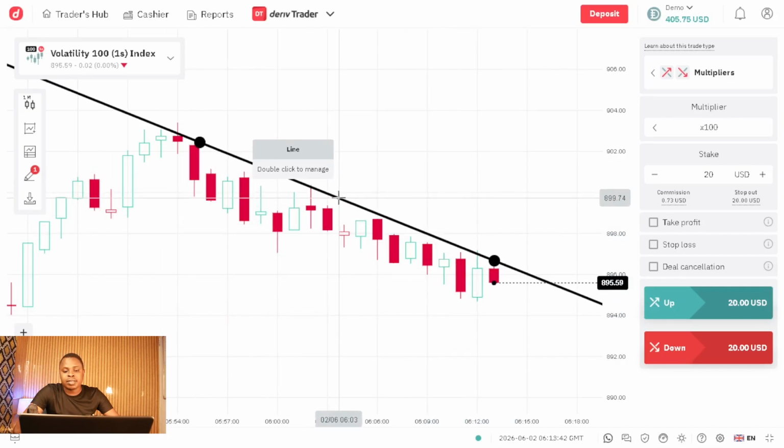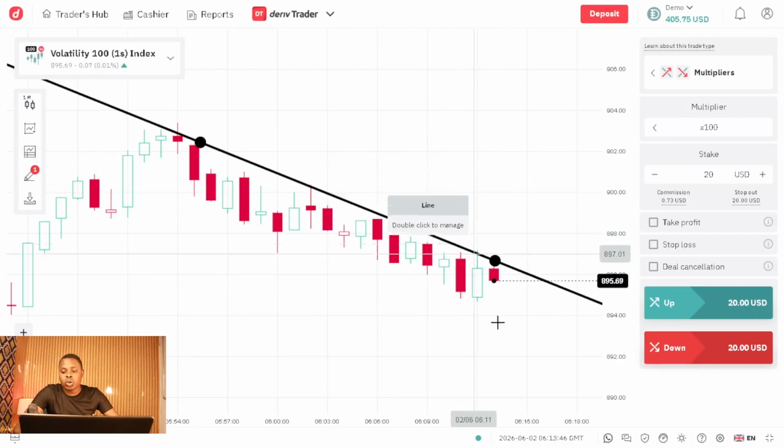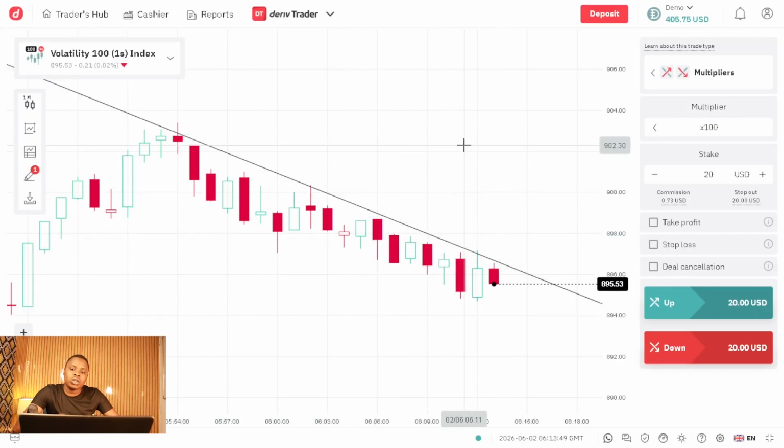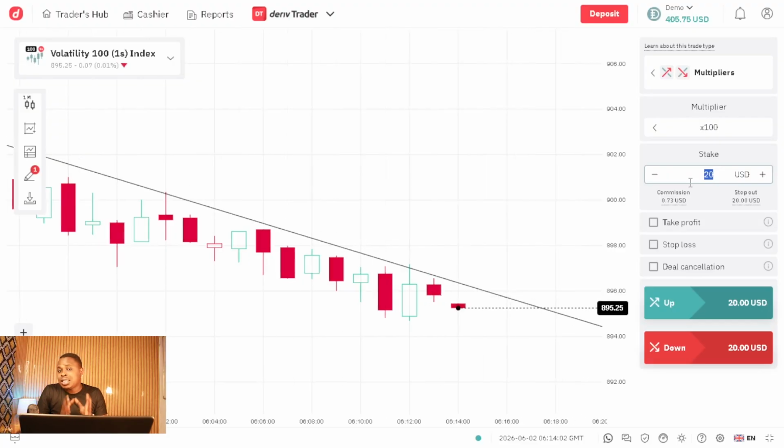So for example, the market has just touched the trend line right here, and I'm expecting the market to drop to the downside. So what is going to happen next is we are going to go to the stake right here. The stake is the amount of money that you are going to put on this trade, and no matter what happens, you are never going to lose more than the stake.